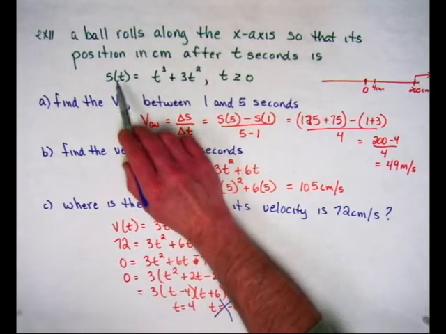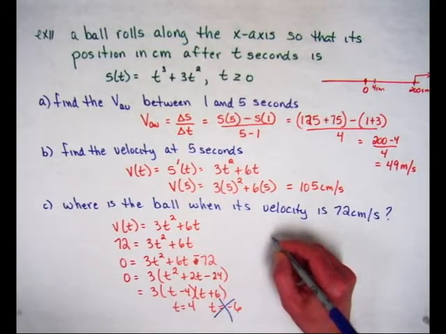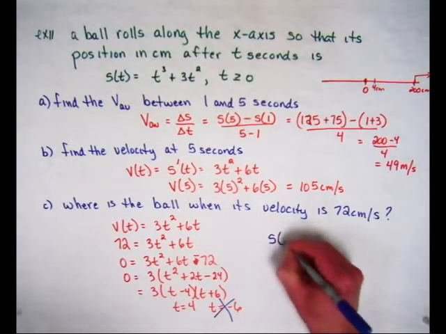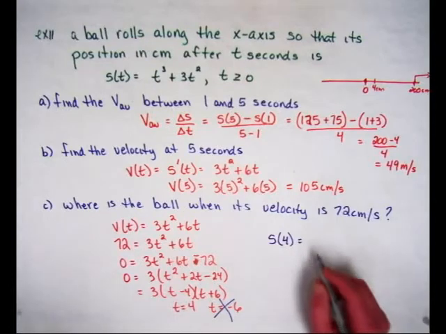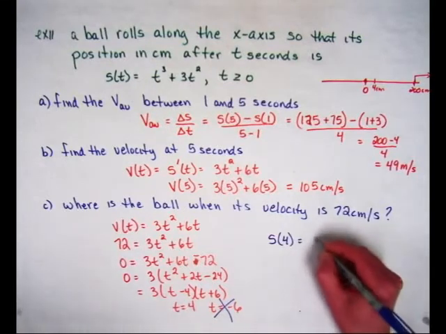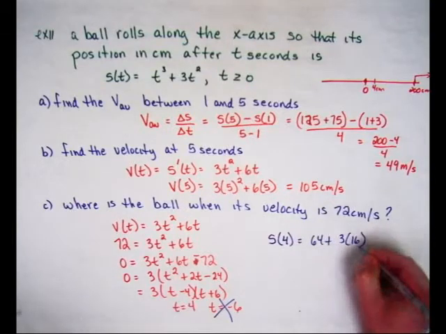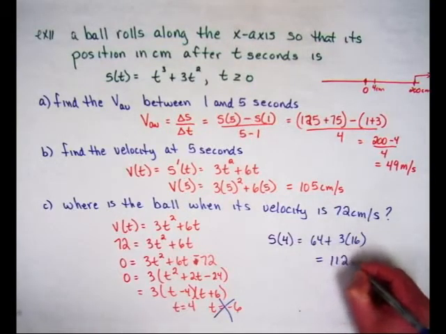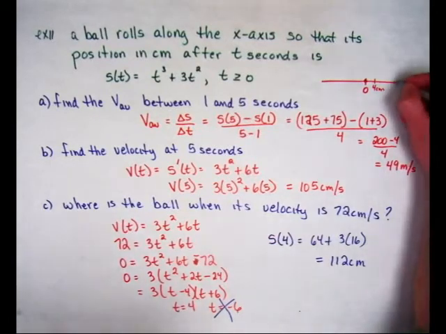So the position function is s of t. But now we know at what time this is happening. So what we're going to do is just go s at 4. In other words, what is the position of the object at 4 seconds? So if we plug 4 into that function, we will get 64 plus 3 times 16, or 112 centimeters. A positive 112, so over here somewhere.